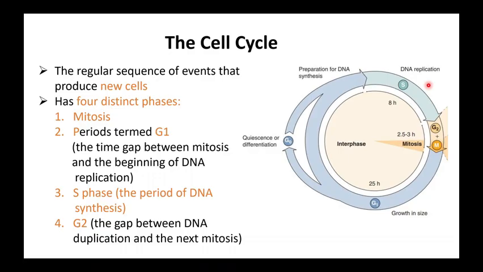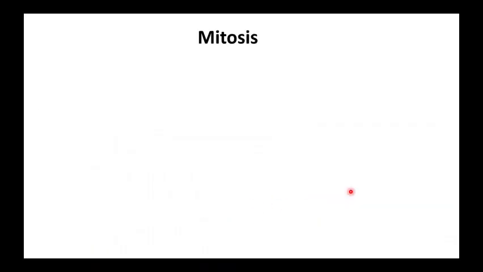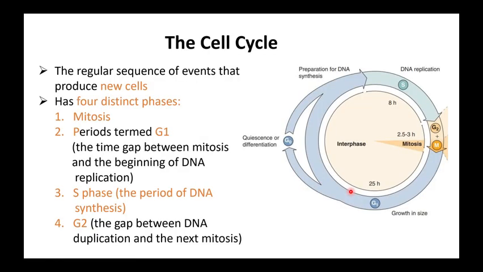What happens after the S phase? There is a short gap period, and then we have mitosis. Those are the phases of mitosis. We'll come to that. You don't have to know the phases yet. So how does the DNA replication happen?